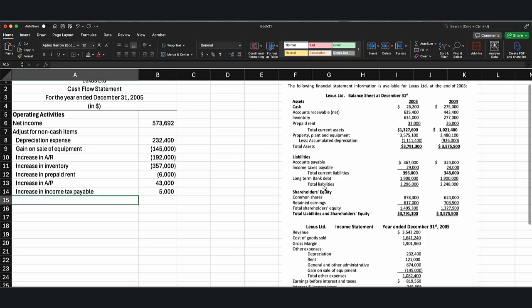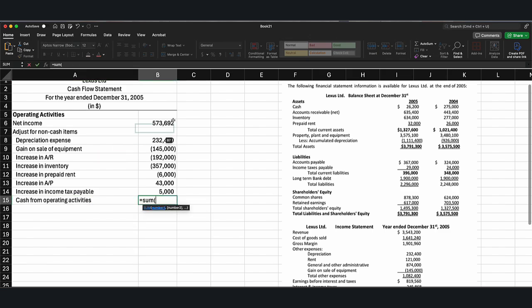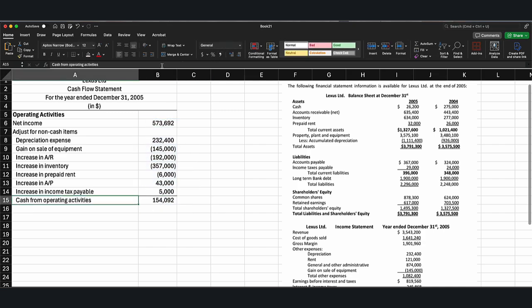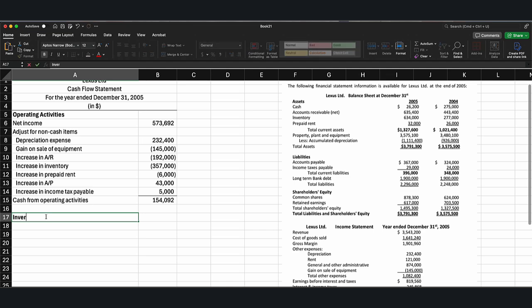And then the bank debt, that's a financing activity. Anything with equity is financing. So this is done now. We're going to put a line here, and we'll put cash from operating activities. We're just going to do a sum from your net income all the way down. You want to add everything up. Okay. So your cash from operating activities is 154,000. Then we move to investing activities.